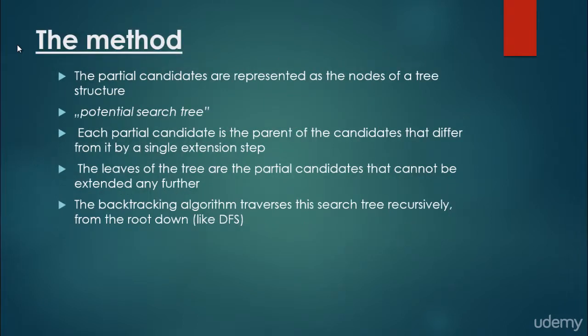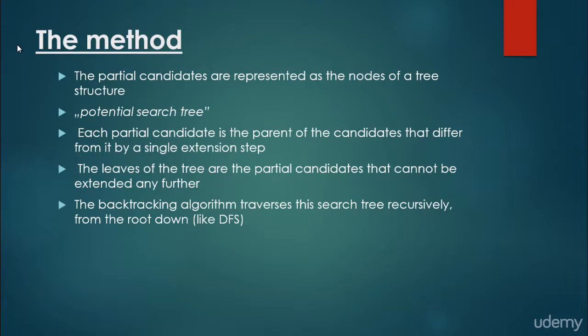So what about the method itself? The partial candidates we have been talking about in the previous slide are represented as the nodes of a tree structure. If you are not familiar with tree structures, I highly recommend searching for it on, for example, Wikipedia, but it's not so hard to grasp. We build a tree-like structure, and this is what's called the potential search tree.